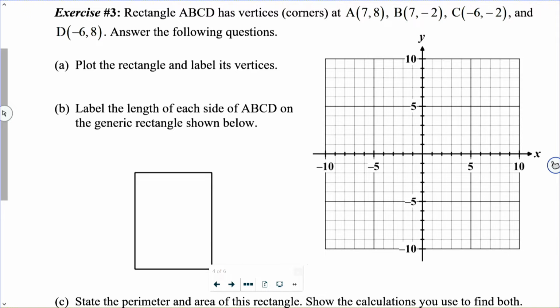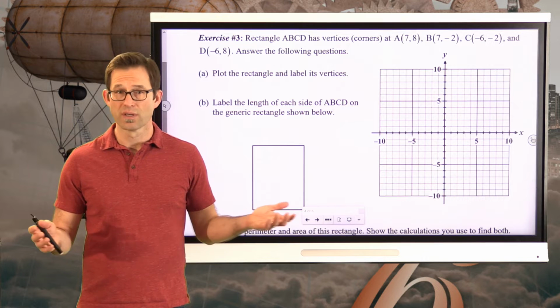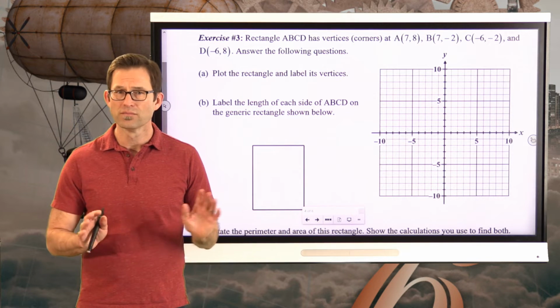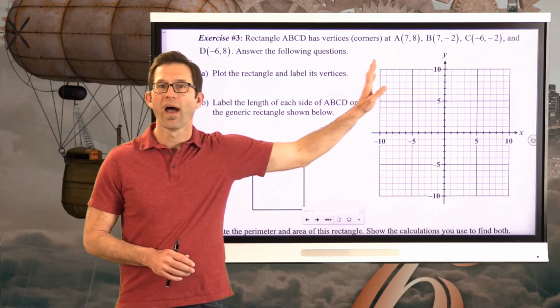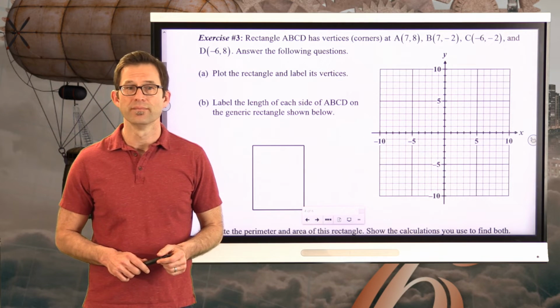Rectangle ABCD has vertices, which are the corners of a figure, at A (7, 8), B (7, -2), C (-6, -2), and D (-6, 8). Answer the following questions. Letter A, plot the rectangle and label its vertices. All right, so what I'd like you to do is actually take some time, do that now. Make sure you remind yourself how to plot coordinate points that have both positives and negatives in them.